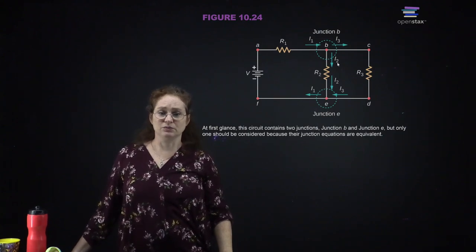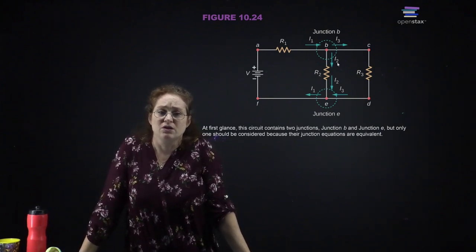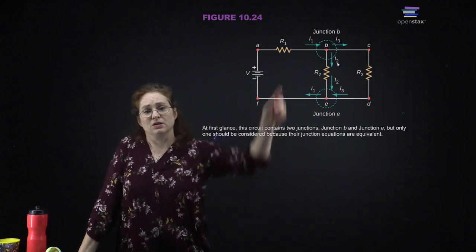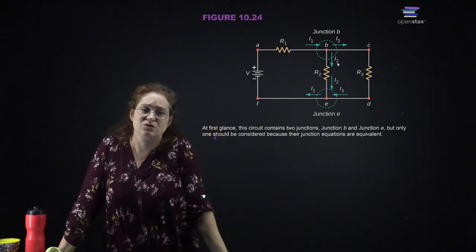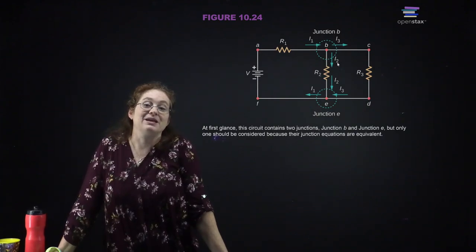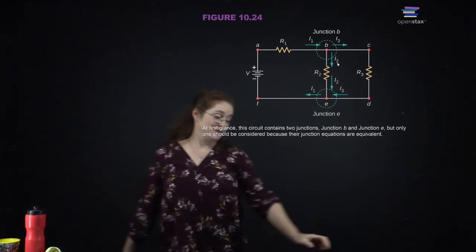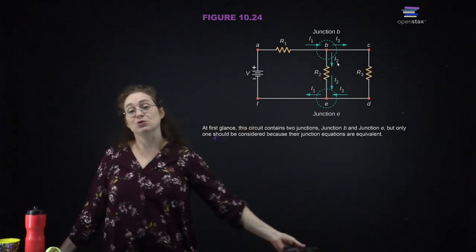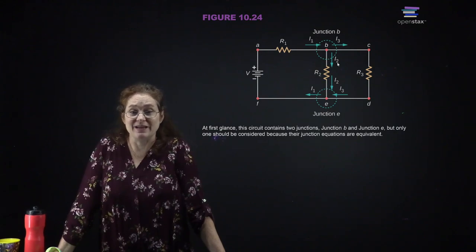All right, so at first glance, this circuit contains two junctions. You've got this one and that one, but only one should be considered because the junctions are equivalent. Now, if you write too many equations, as long as you are careful about it, it's going to be okay because you will simply end up with redundant equations. So do not try to be too clever, because if you try to be too clever, you're likely to make a stupid mistake.